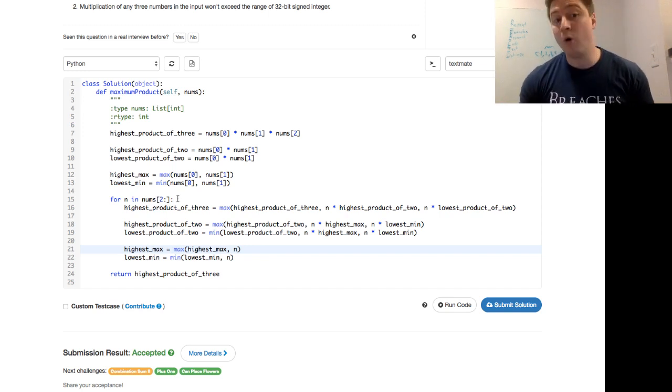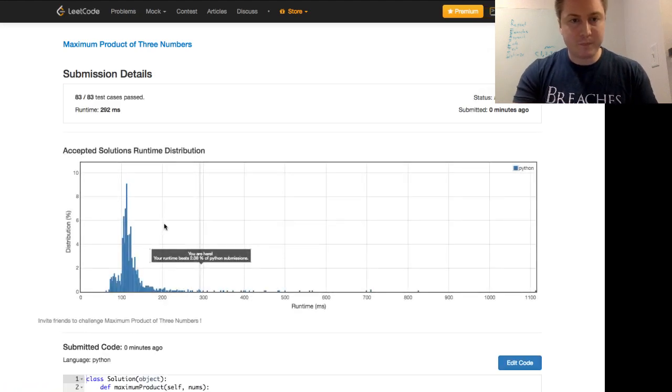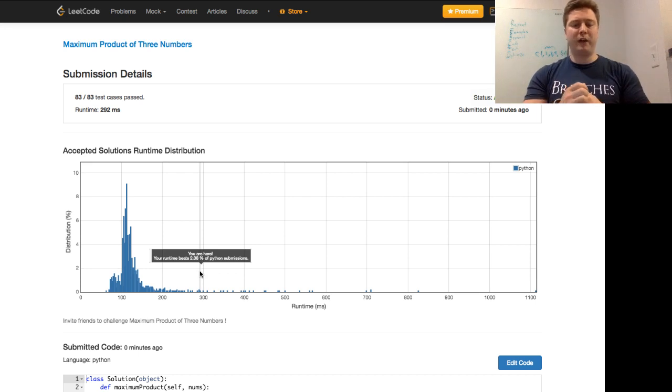The time complexity for this is linear, O of n, because we're just walking through the array or list once. And the space complexity is constant. We're not storing a lot of things in memory. But if we look at the more details, our runtime beats 2% of Python submissions, so about 300 milliseconds. So pretty dang slow. So let's see if we can improve upon that.